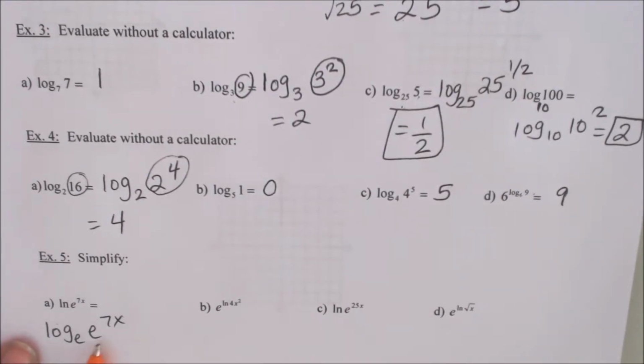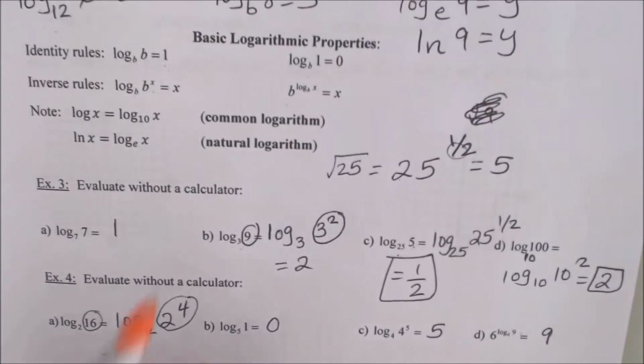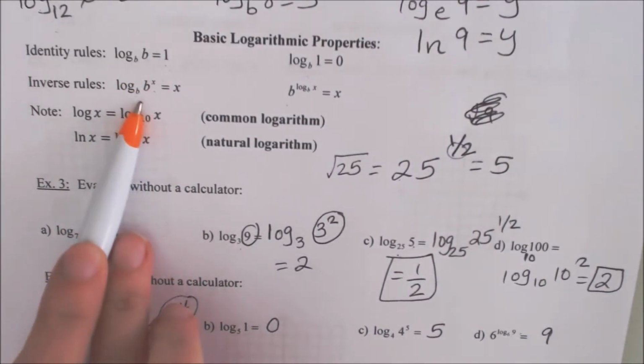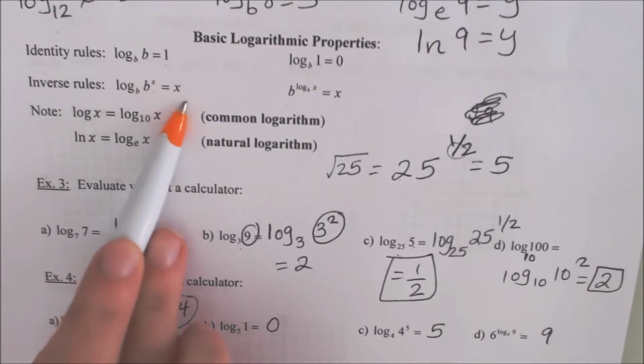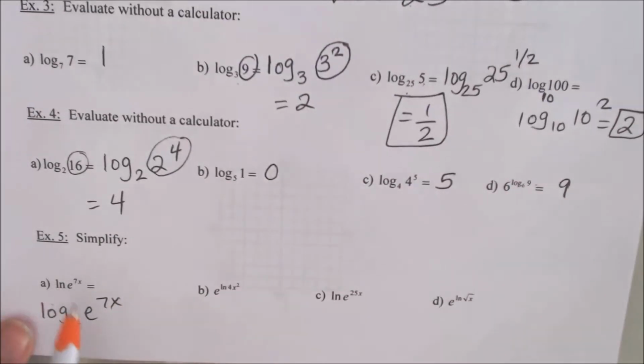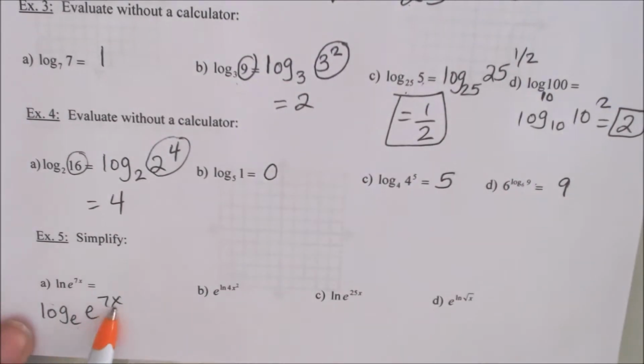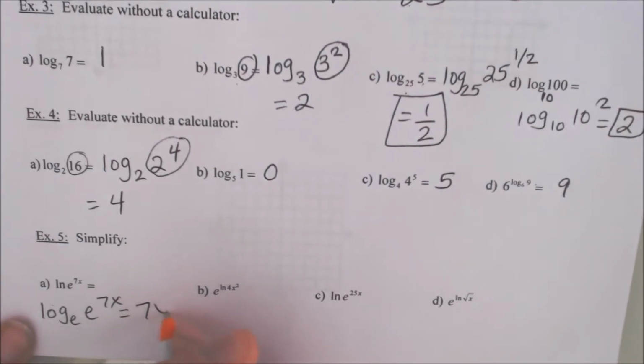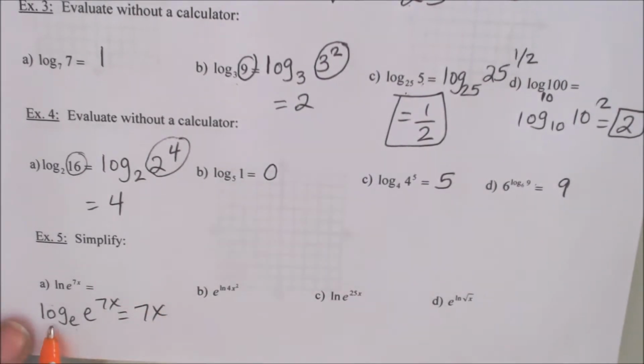Well, because the base and the argument are the same, we're back to using this property right here. Log base b of b to the x equals x. So log base e of e to the 7x just leaves us with 7x. You don't have to write this every time. I just want you to see that natural log is the same as log base e. So that's why that just simplifies to 7x.